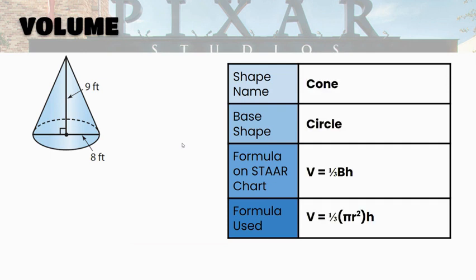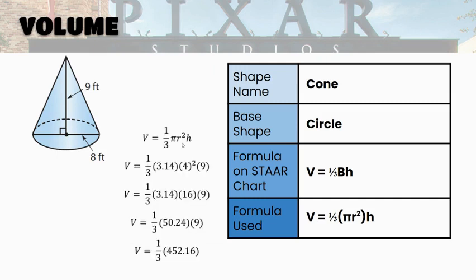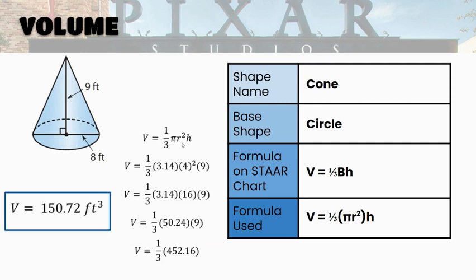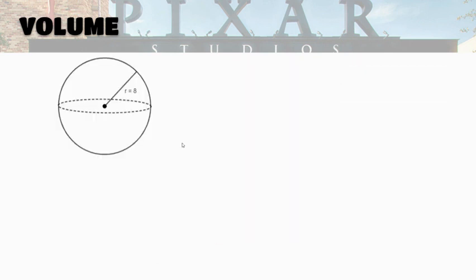Here you have a cone, so the base shape is a circle. So I have 1/3 big BH, or 1/3 times pi r squared times the height. Again, I have the diameter, so I need to divide 8 by 2 before I can even get started. 8 divided by 2 is 4. Then I can simply plug into the formula, multiply it all out using my calculator, and I would get a volume of 150.72 feet cubed. Remember, multiplying by 1/3 is the same thing as dividing by 3, so I can multiply everything out and then divide it by 3 at the end.